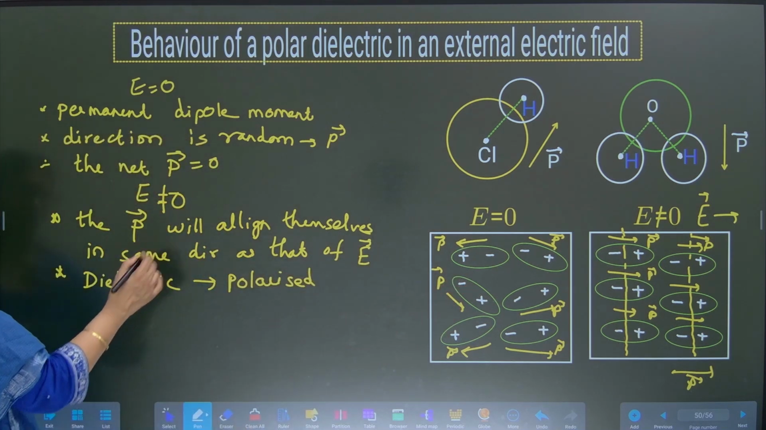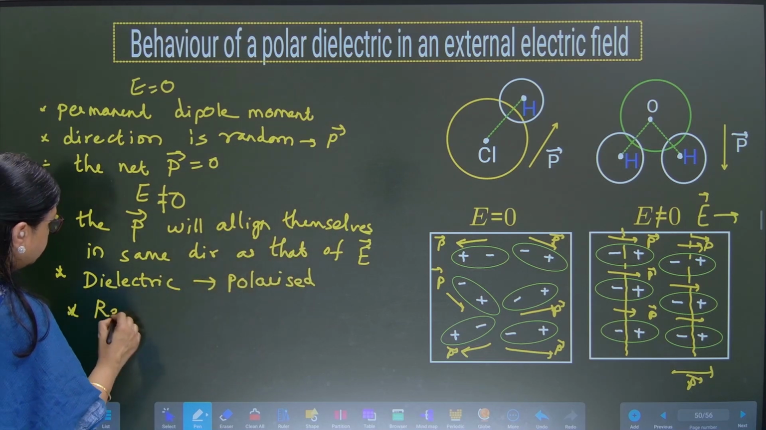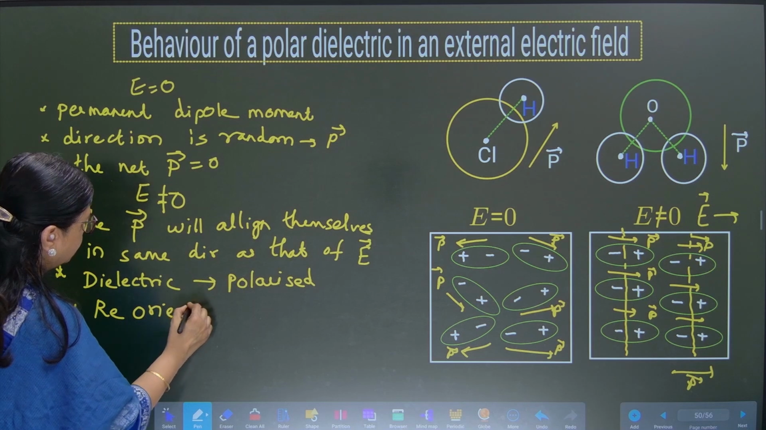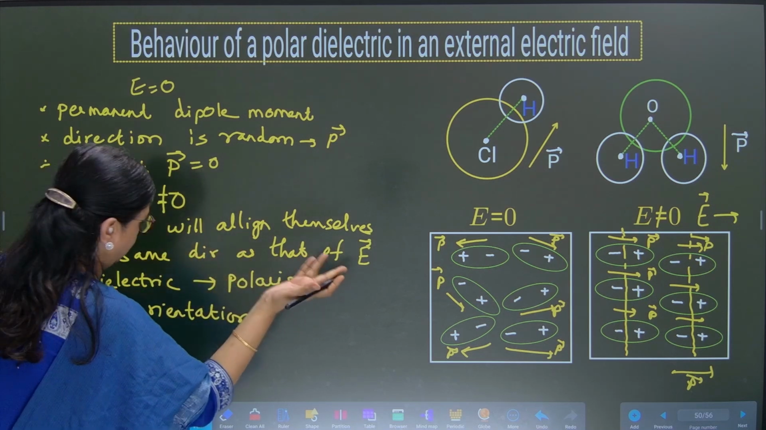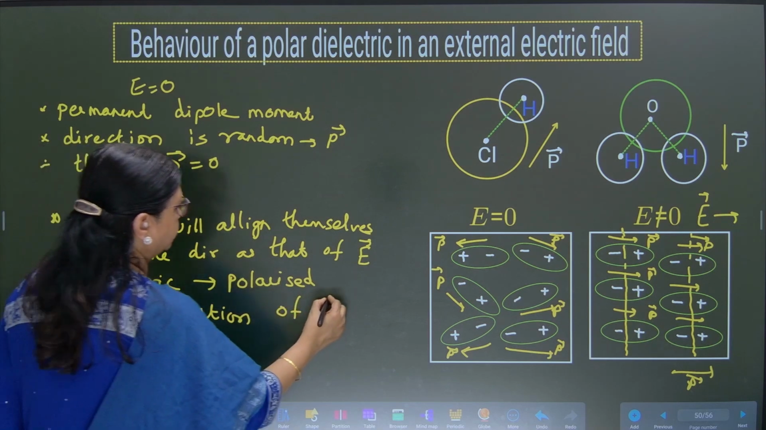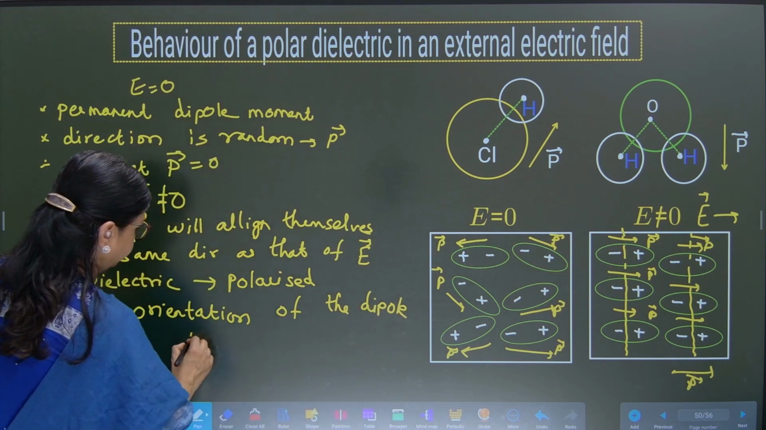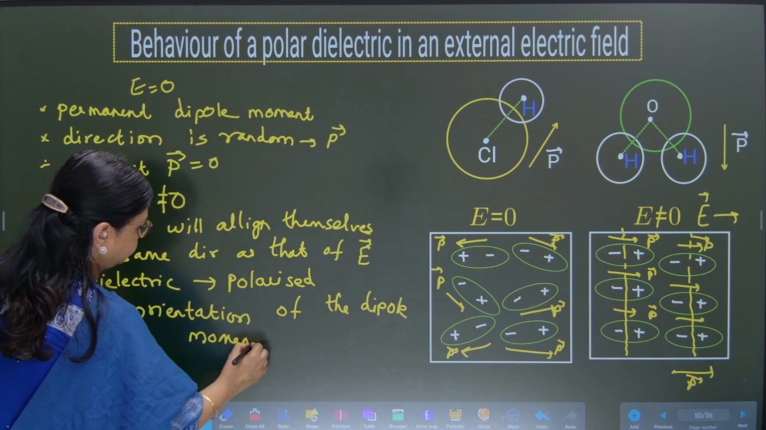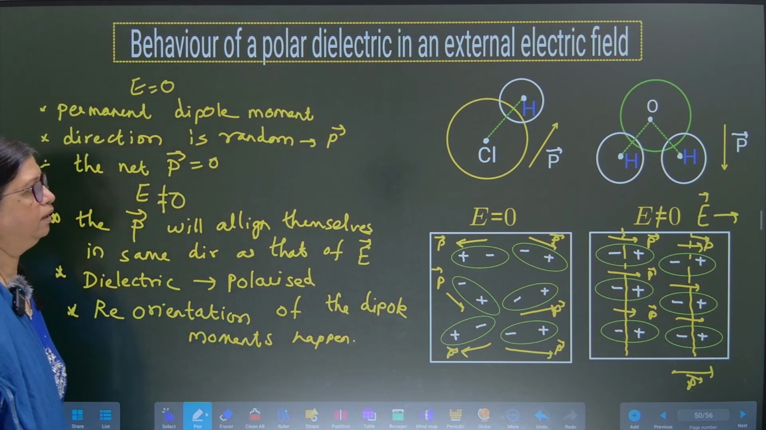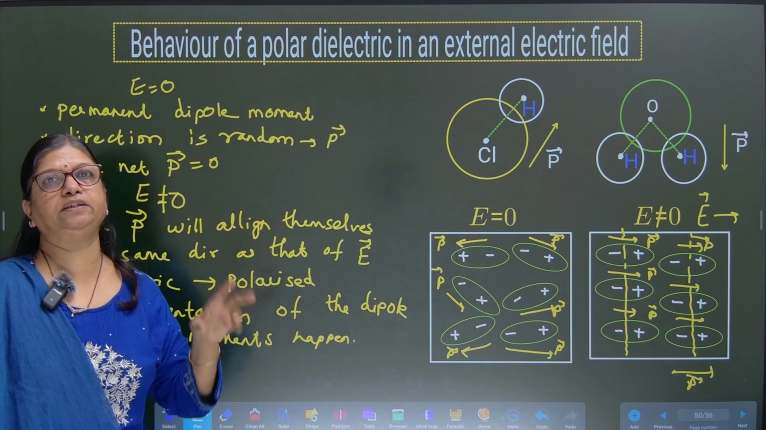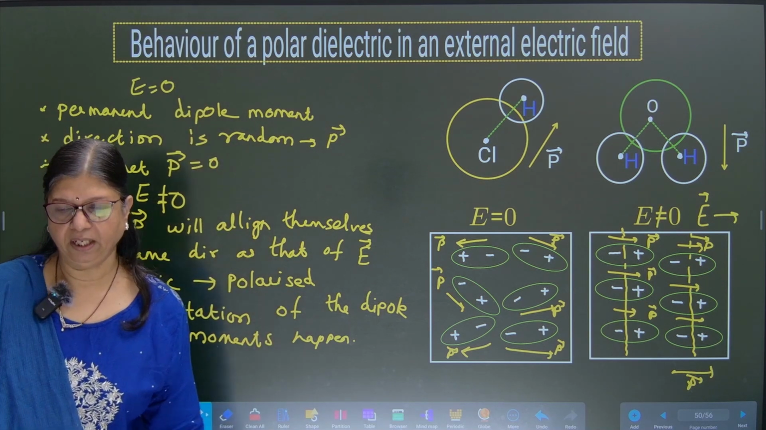This type of arrangement happens because of reorientation. What is the meaning of the word orientation? Angle, directions. Okay, reorientation of the dipole moments happens. Right? Okay, so remember all the points one by one in a sequence so that it is easy for you to understand. Fine, I shall move.